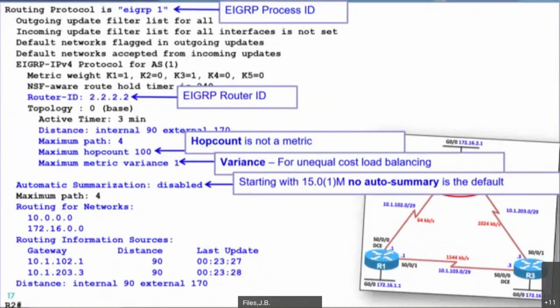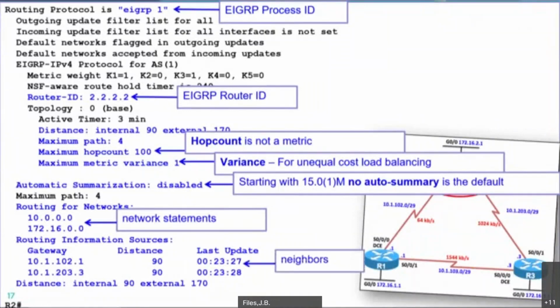Auto summarization is off by default on modern IOSs. Here are the networks that we are routing for. This is actually the network statements. Okay, so this isn't saying what networks we're advertising, because that's based on what's assigned to the interfaces. No, this is saying what the network statements were that actually got typed in. And then here are our neighbors.